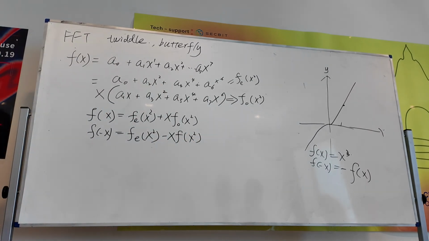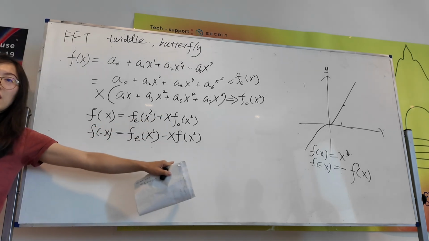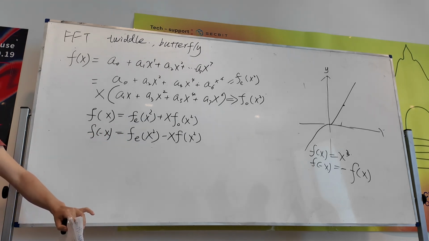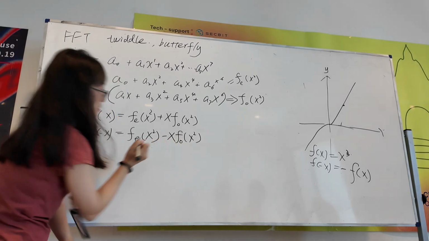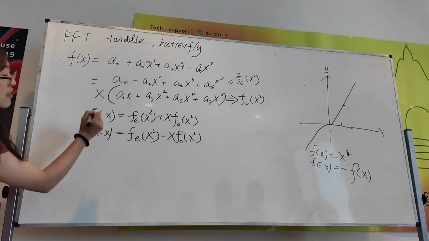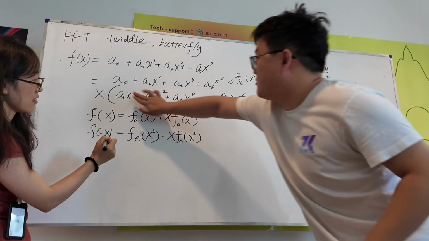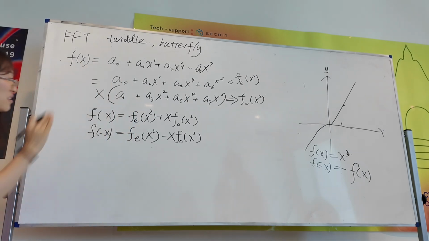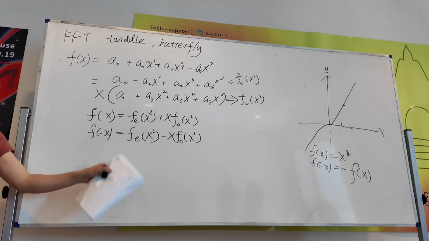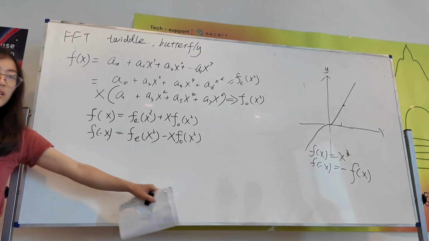So you see that now we change our polynomial to two polynomials. That one should be over. That's the second. Yes. Thank you. And also f odd of x squared. Yeah. Now we have introduced two more polynomials, f even and f odd.